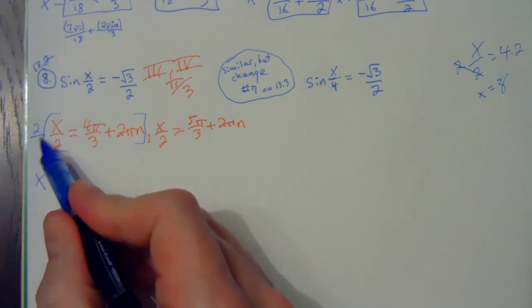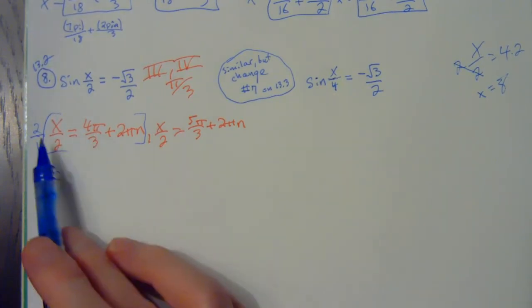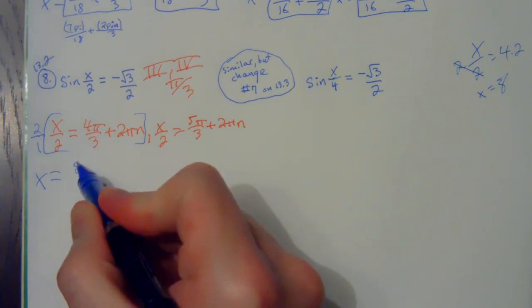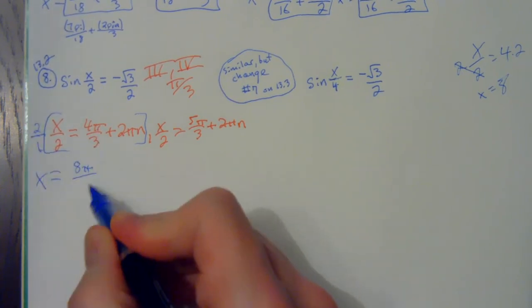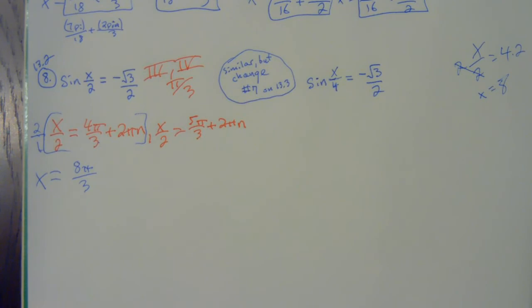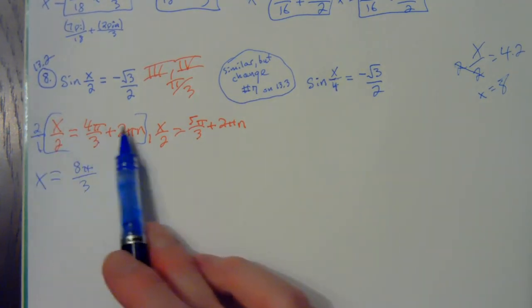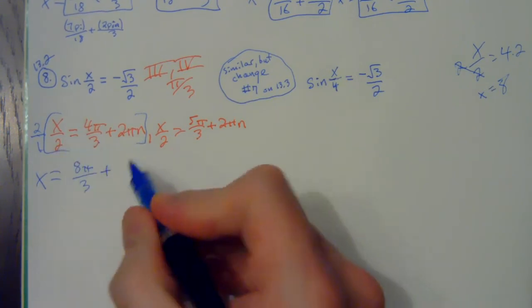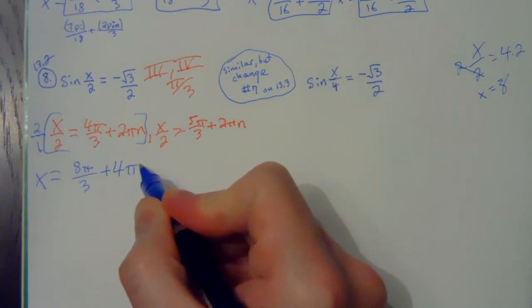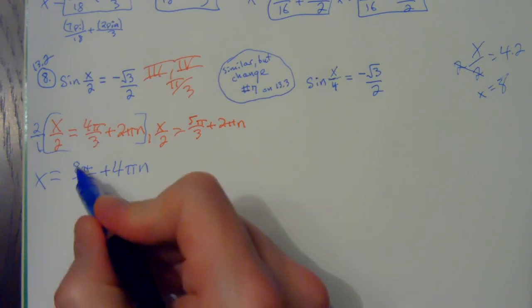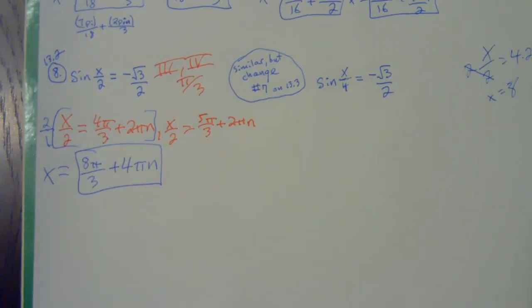And now, this is 2 over 1 times 4 pi over 3. So 2 times 4 pi would be 8 pi. And then 1 times 3, we're going to get 3 on the bottom, right? And then here, this is 2 over 1 times 2 pi n over 1. So 2 times 2, those don't cancel out. It's just 2 times 2, which gives us a 4. And then the pi n carries down. So that'll be one of our answers.